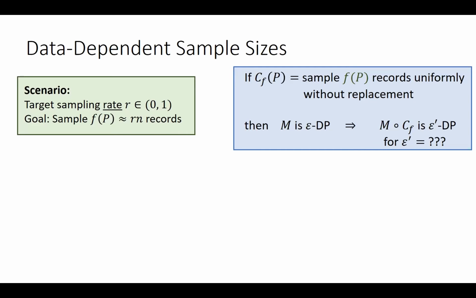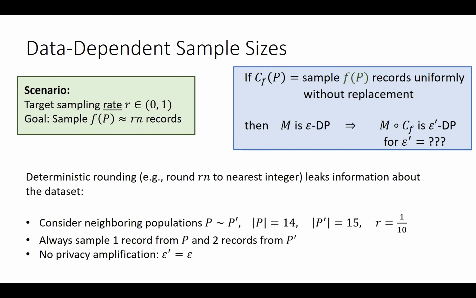Here's another, somewhat more subtle issue that can happen. Consider another scenario where instead of having a deterministic number M of cases that we want to sample, we have some constant rate r, some fraction of the data set that we want to sample. Now, in general, r times n, the number of records that we're interested in sampling, might not be an integer. So we're going to want to sample, with F of P being some integer number of records that's close to r times n. One simple approach to doing this is to just deterministically round r times n to the nearest integer.